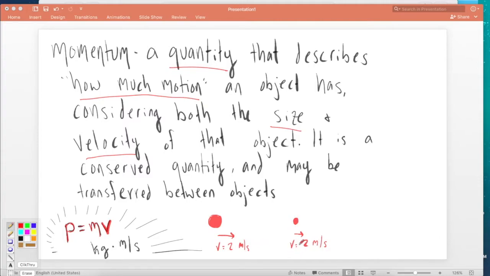So the velocity is not enough to talk about motion. We also have to bring in the size of the object. And this gets us the idea of momentum. Momentum is the product, what you get when you multiply mass times velocity. The mass times the velocity will give you this quantity called momentum.